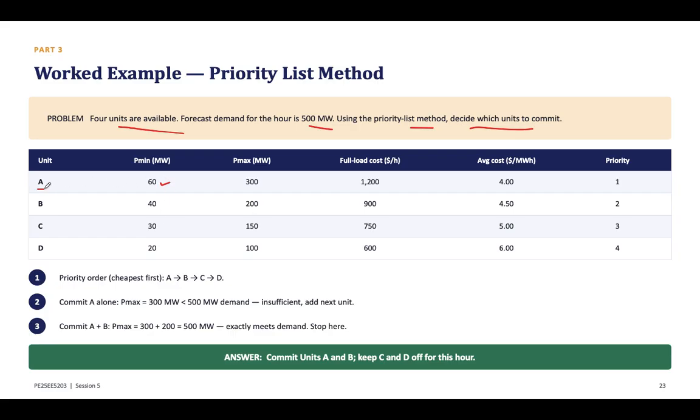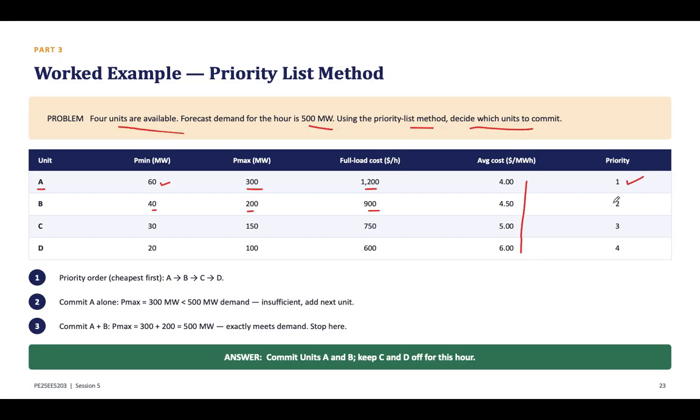A should have minimum 60, maximum 300. Full load cost, that is 300 megawatt cost, is 1200. Similarly, here it is for B, this and 900. So when you have this, you will have an average cost here. Depending upon the average cost, priority is given. First priority to meet 300 is A. It will run at 300.